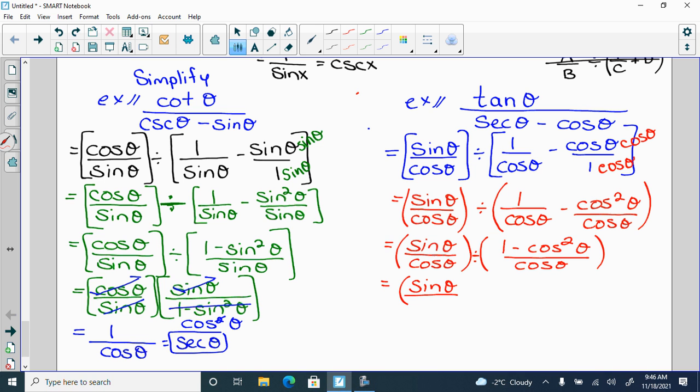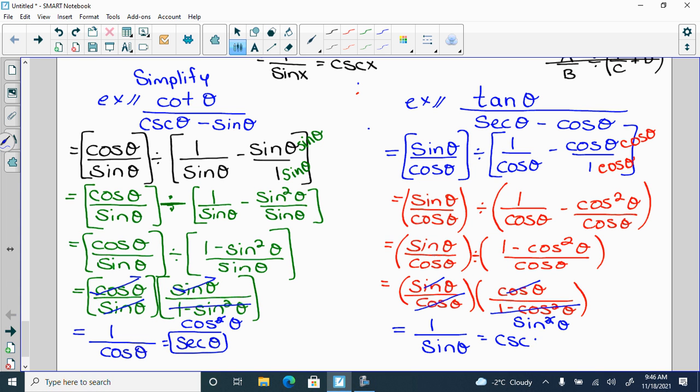So sine theta over cos theta, and then cos theta over 1 minus cos squared theta. Invert and multiply what you're dividing by. Thank you, Mr. Tetlock, circa grade 7. All right. 1 minus cos squared becomes a what? Sine squared theta. The coses cancel, the sine and the sine squared cancel, and I'm left with 1 over sine theta, which is cosecant theta.